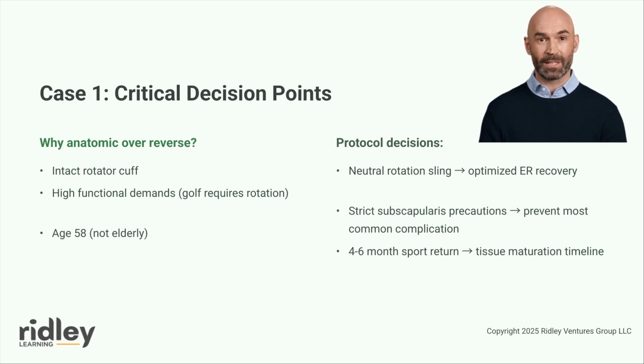Critical decisions in this case included selecting anatomic over reverse arthroplasty for his intact cuff and high demands, using a neutral rotation sling for optimized external rotation recovery, maintaining strict subscapularis precautions to protect against the most common complication, and following a 4 to 6 month return to sport timeline based on tissue maturation evidence.